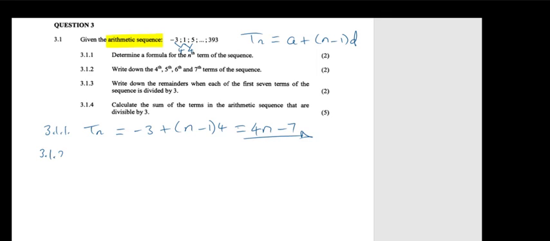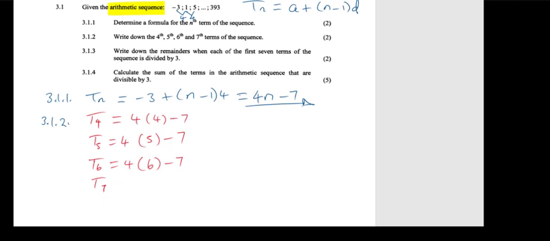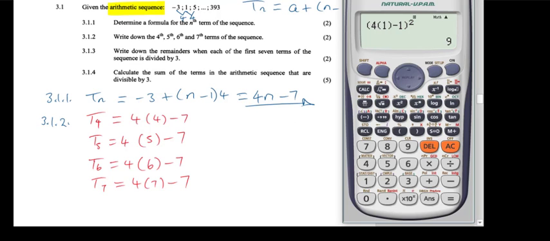Then 3.1.2, what's it? Write down the 4th, the 5th, the 6th, and the 7th terms of the sequence. So the 4th term, akona n, gifaga 4 minus 7. The 5th, akona n, gifaga 5 minus 7. The 6th, 6 minus 7. The 7th, 7 minus 7. So just use the calculator.